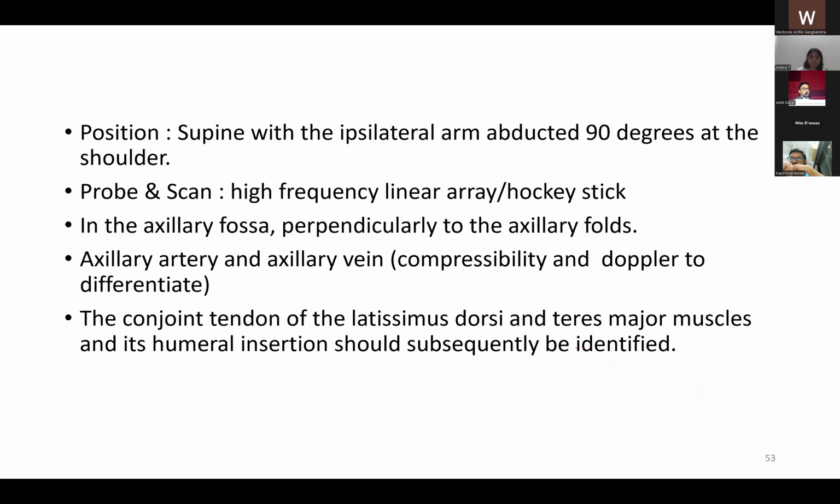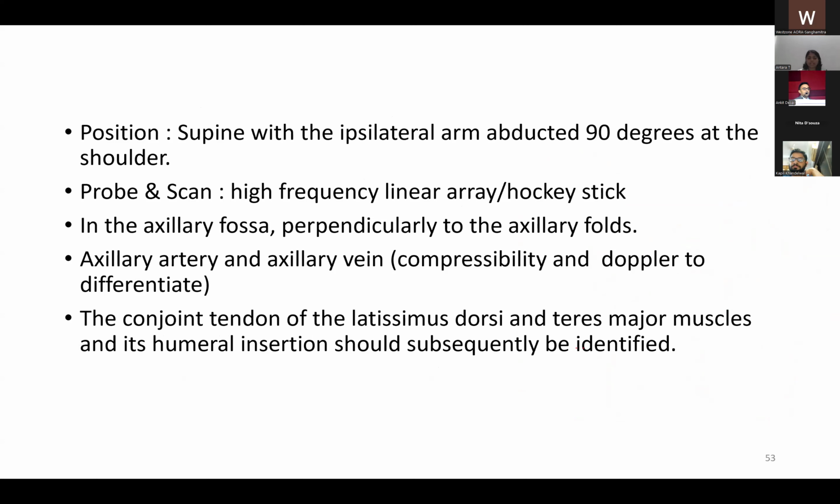In this block, the patient's position should be supine with the ipsilateral arm abducted 90 degrees at the shoulder. We use a high frequency linear array probe or a hockey stick probe. In the axillary fossa, we keep the probe perpendicular to the axillary folds. We locate the axillary artery and the vein.